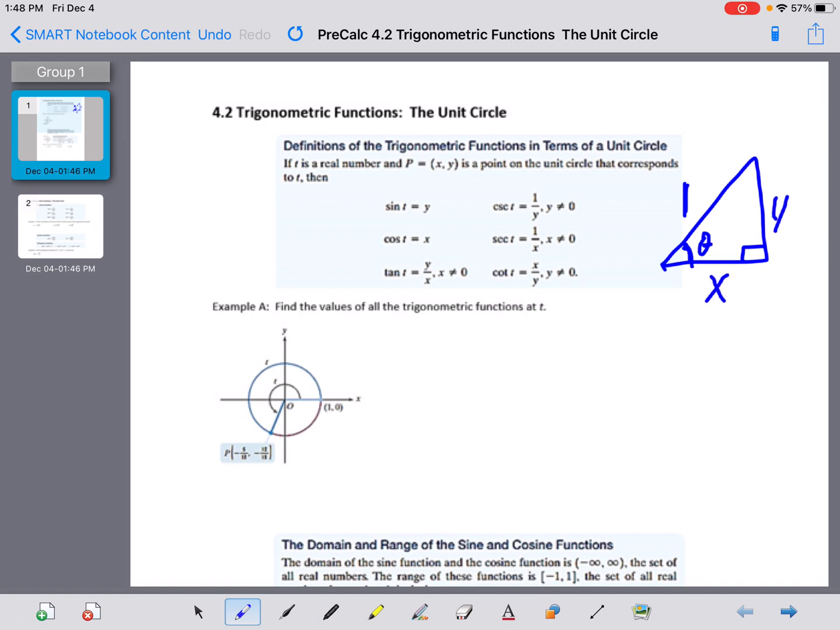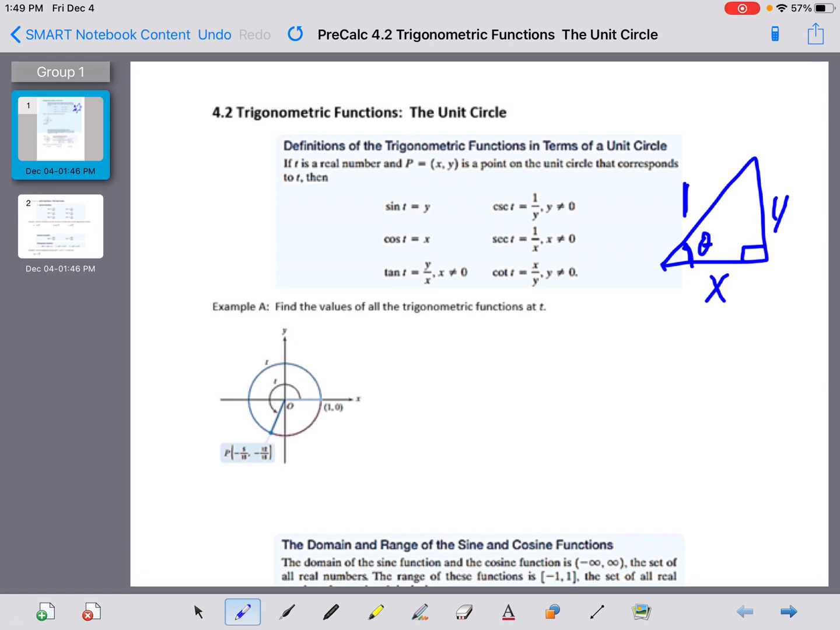Okay, so if you remember this chart, we put it in our between notes where sine is always the value of y, cosine is the value of x, tangent is sine over cosine or opposite over adjacent, and you get the y over x. And our cosecant, our secant, and our cotangent are the reciprocals of those.